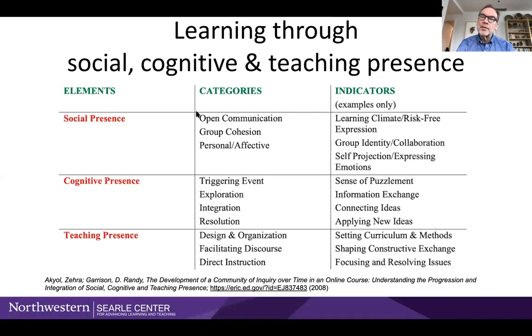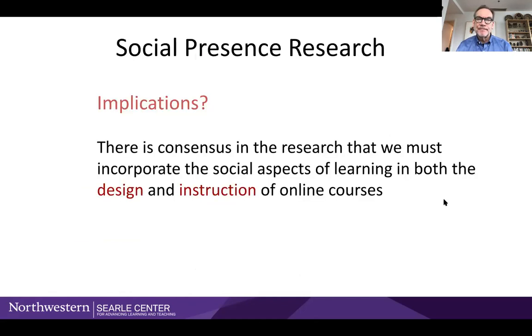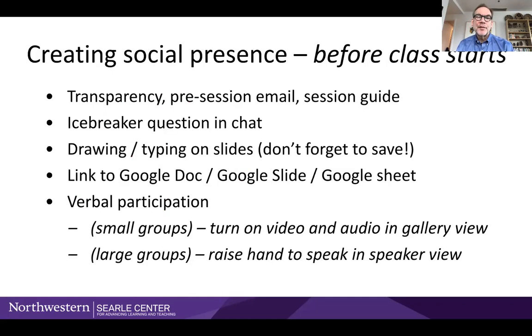But today I'm really going to focus on these three things: open communication, group cohesion, and a personal or affective domain. The examples here are we want to create risk-free expression, a strong learning climate and communications among the students. We want group and individual identity to be respected and connected, and we want students to be able to express themselves and to self-project their ideas. It's pretty true that the consensus over the last 15 years of online research and teaching have shown that social presence is a really incredibly valuable thing in both the design and instruction of online courses.